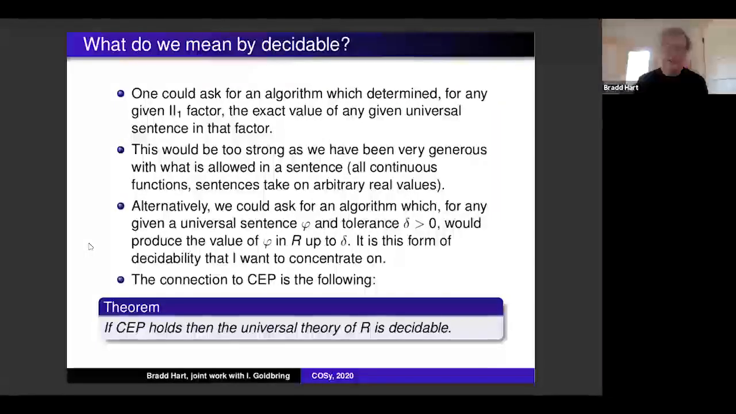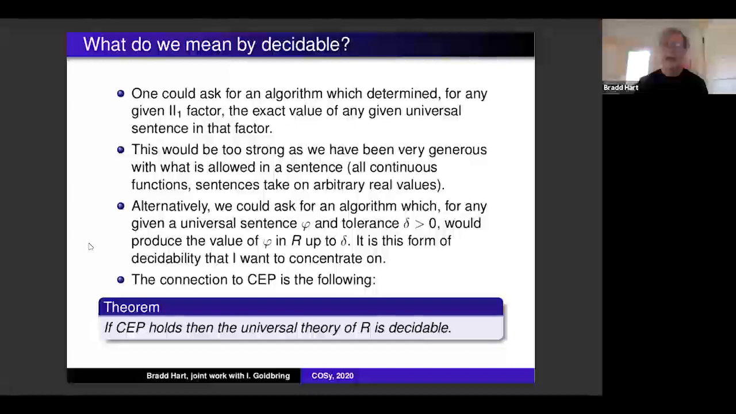So this theorem sounds again a little weird, and it is particularly weird because the assumption is if CEP holds, which we know it doesn't, then the universal theory of R is decidable. So let me back up and say what I really mean here. A few years ago, like I said at the very beginning, Isaac Goldbring and I wrote a paper in the Bulletin of Symbolic Logic in which we examined the computational strength of the assumption of the Connes Embedding Problem.